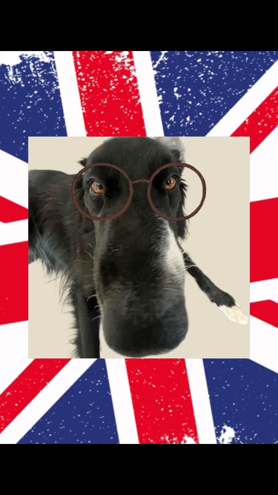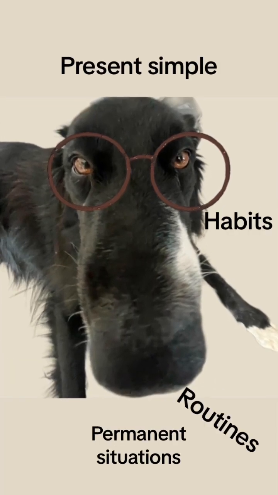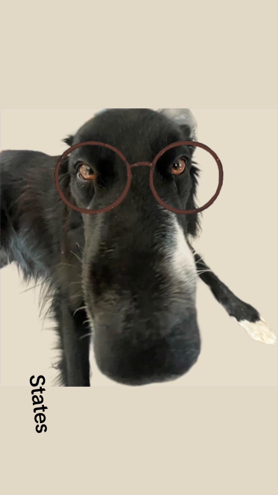I'm Mr. Sky. In today's lesson we are going to look at the present simple tense in English. There are several present tenses in English, so it's important to know when to use the present simple. We use the present simple to talk about habits, routines, permanent situations and states. A state verb describes you physically and mentally. An action verb does an action.